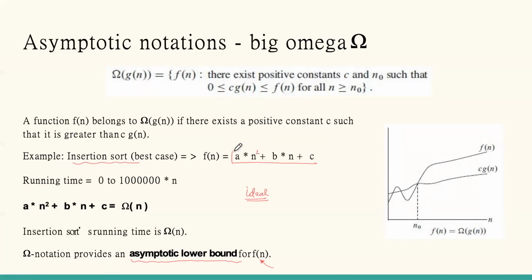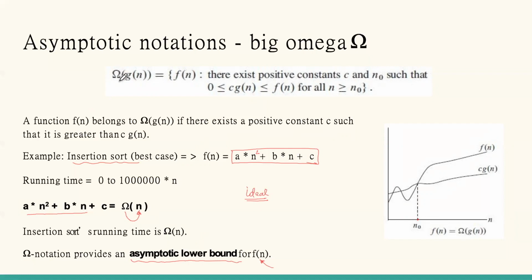And once again, going back to the insertion sort algorithm, we know that the running time is n squared plus bn plus c. In the ideal case, when the data is already almost sorted, we know that the best case scenario is n. So we say that the running time of insertion sort is big omega of n. So once again, the issue of n naught also arises when calculating big omega.